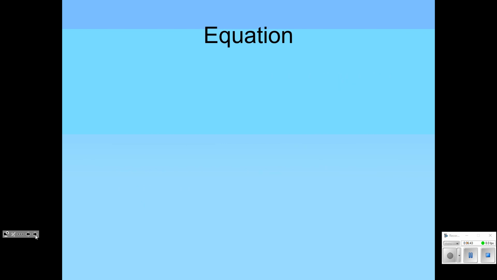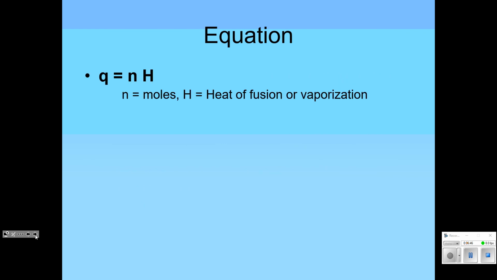So what I would actually say is equation-wise, why not? The two equations in bold are the ones that you're going to be using today.